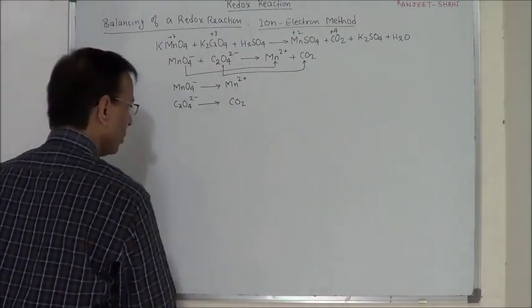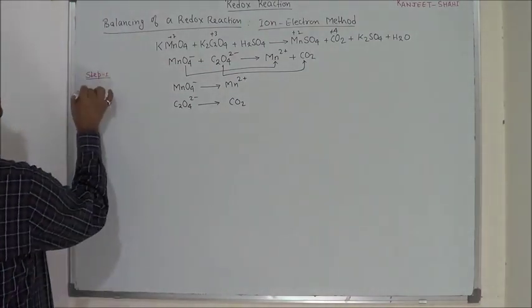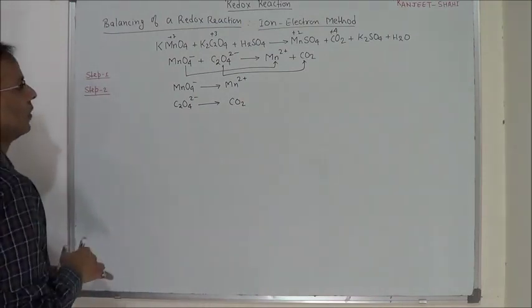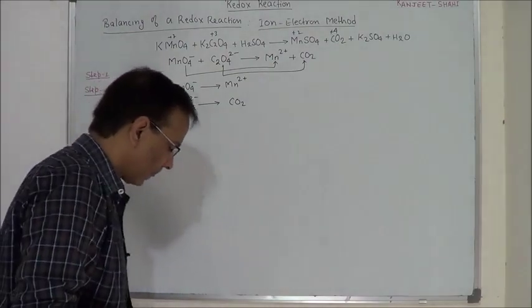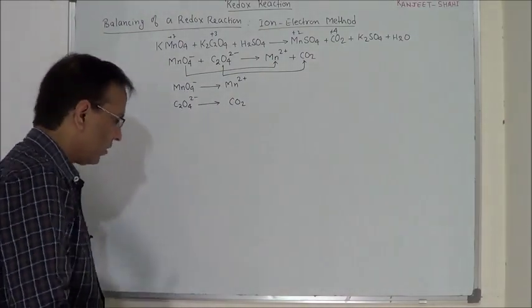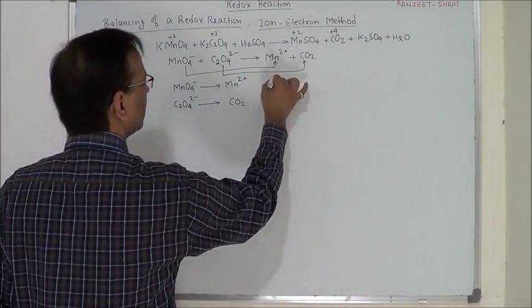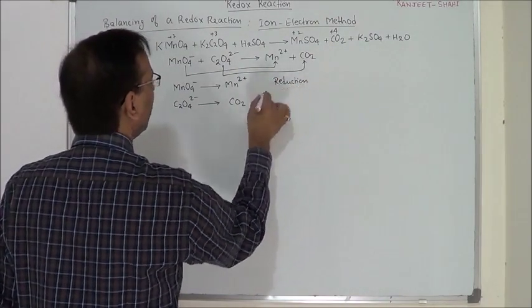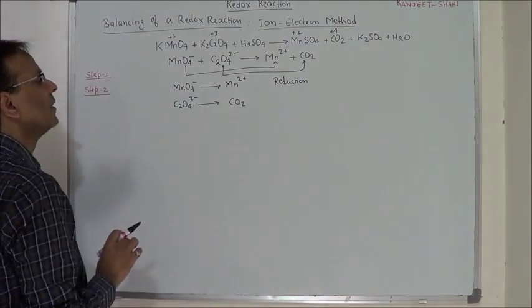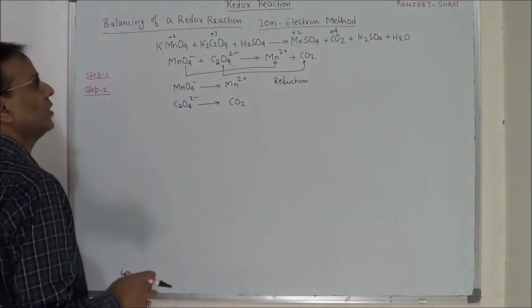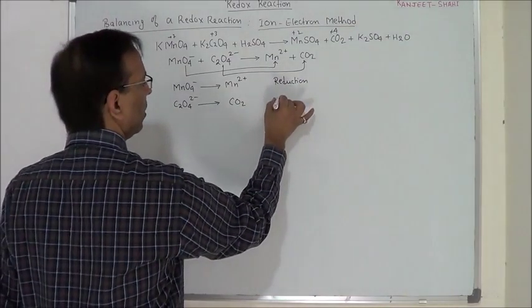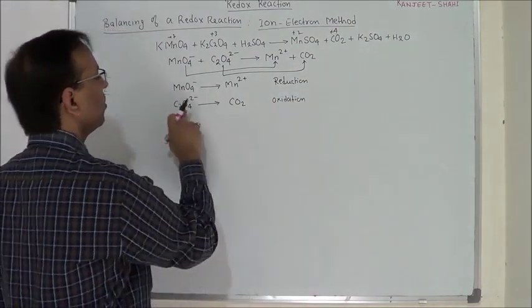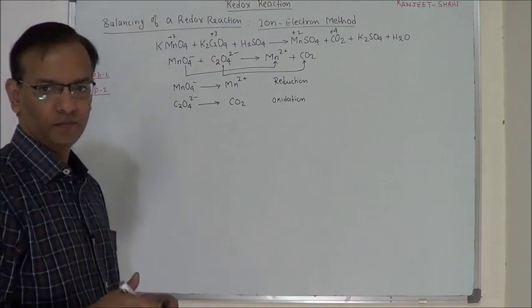In step 2, we can also add here, the first one is reduction, decrease in oxidation number of manganese, and the second one is oxidation, increase in oxidation number of carbon.